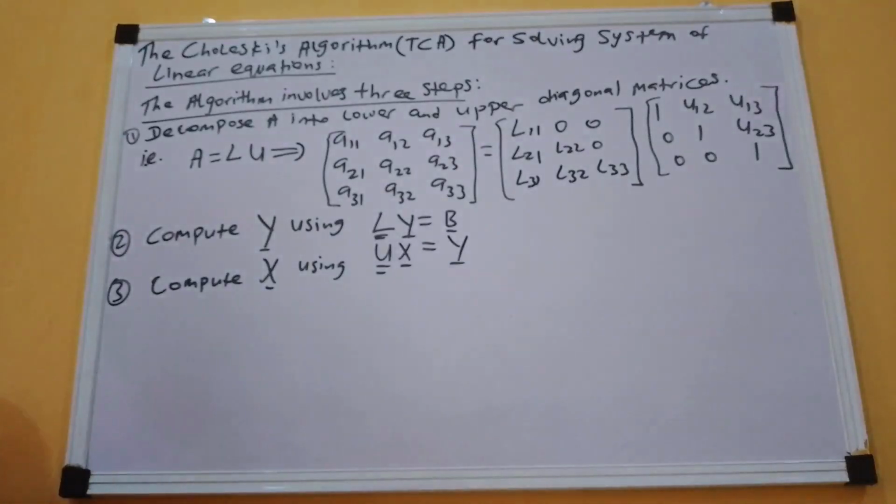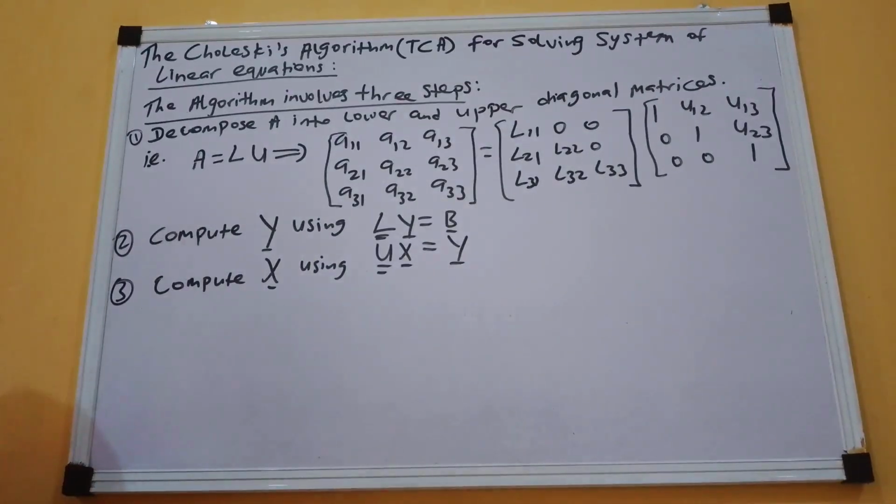So the Choleski's algorithm is a direct method of solution for solving system of linear equations. You can remember since the series started, we have been solving one particular system of linear equations, a 3x3 system, where we get our x1 to be equal to 1, our x2 to be equal to 2, and our x3 to be equal to 3. That particular system is consistent, is unique. A system of linear equations is said to be consistent and unique if it has only one set of solutions.